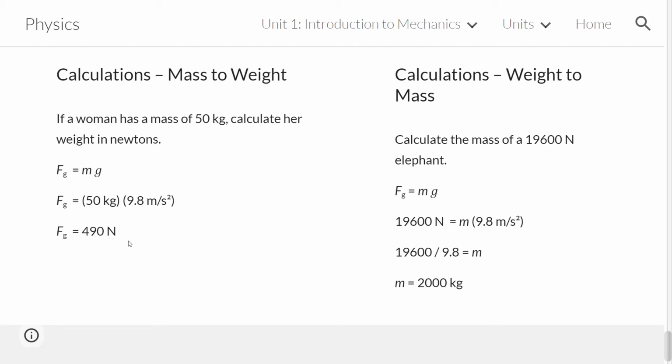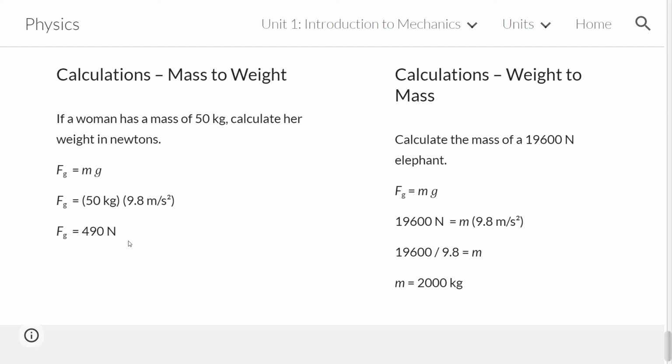Calculations. Weight to mass. Calculate the mass of a 19,600 newton elephant. We know that weight is equal to mass times the acceleration due to gravity. So we plug in for the weight. For Fg, we plug in 19,600 newtons, and we keep the variable m for mass.